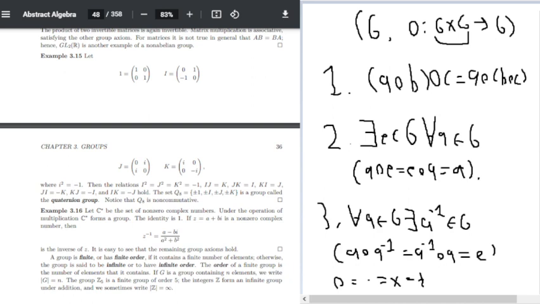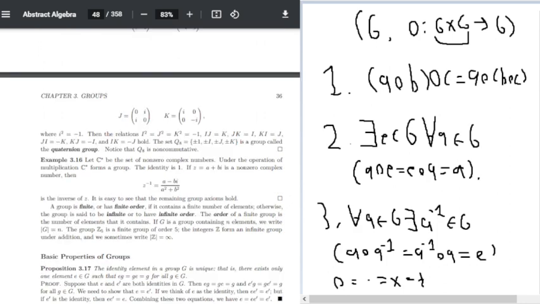The set Q sub 8 equals plus or minus 1, plus or minus I, plus or minus J, plus or minus K is then a group called the quaternion group. Notice that Q8 is non-commutative. So for example, JK equals I and KJ equals negative I.